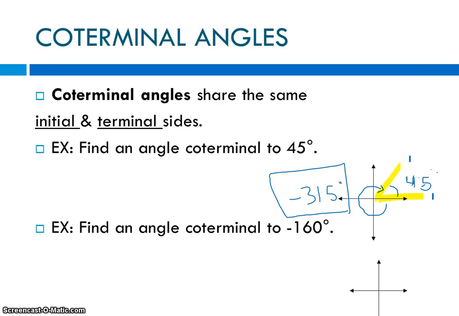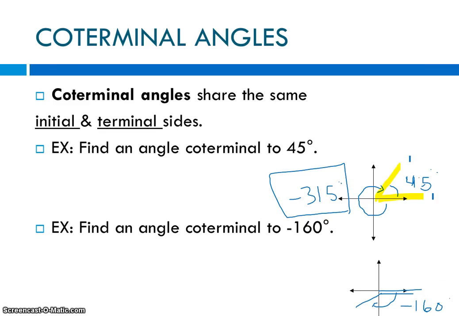Okay, so next up we're going to find an angle coterminal to negative 160 degrees. So I'm going to start on my positive x-axis, and then we are going to go in the clockwise direction. So I started with my positive x-axis. I'm going to go clockwise 160 degrees, and this would be my negative 160 degree angle there. So the terminal side here is in quadrant 3.